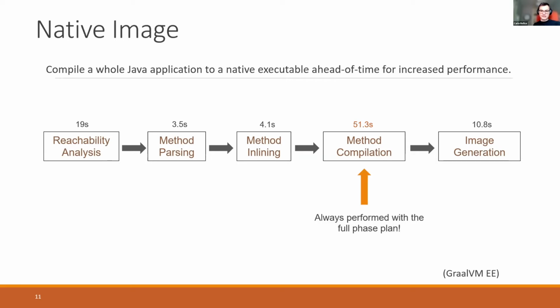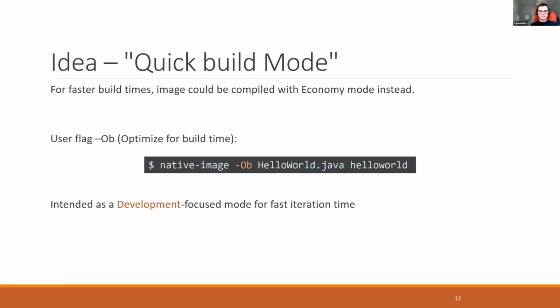And as of yet, the compilation in native image was always performed with the full phase plan. So there was little way to choose between a higher optimization level or a faster compilation. And during development, for example, when multiple builds are done in quick succession, or during CI, where quicker builds are desirable, the user would benefit from being able to choose between the two.